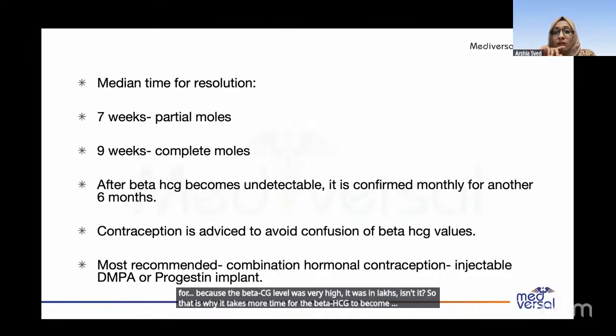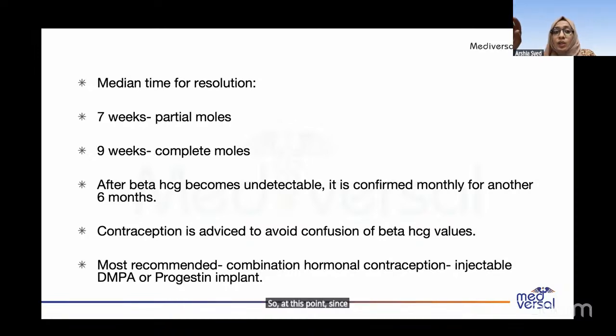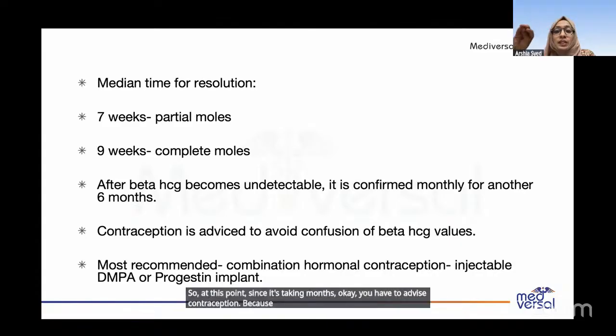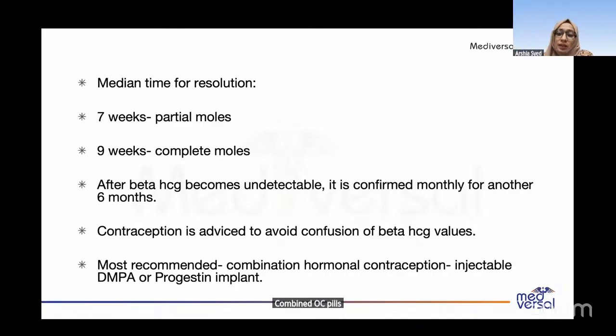So at this point, since it's taking months, you have to advise contraception. Because if she gets pregnant again, there's a confusion whether that previous mole has been resolved or not. So the most common recommended contraception is either combined OC pills or injectable progesterone, like DMPA, or a progestin implant.